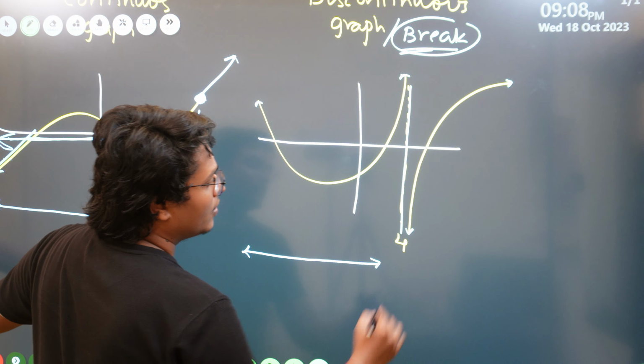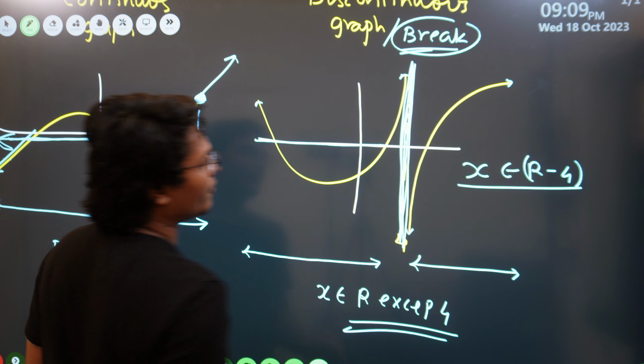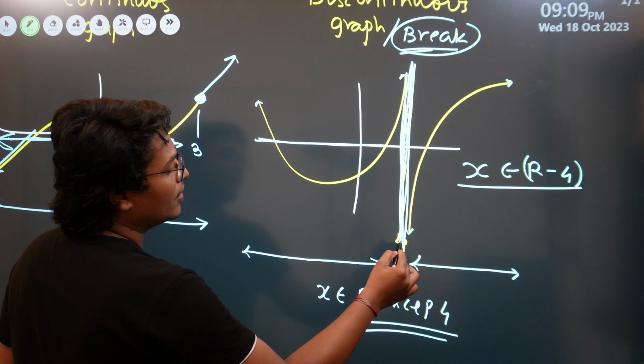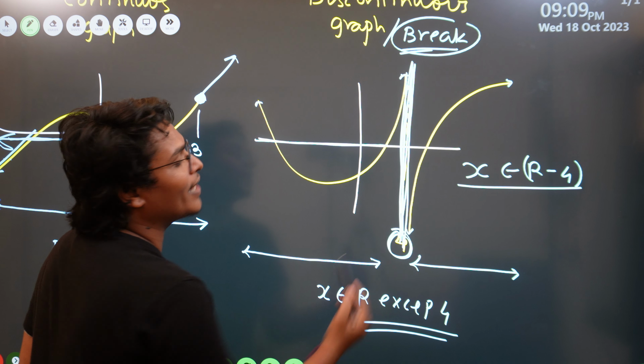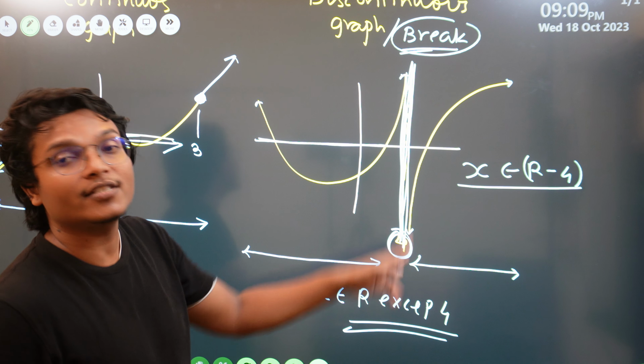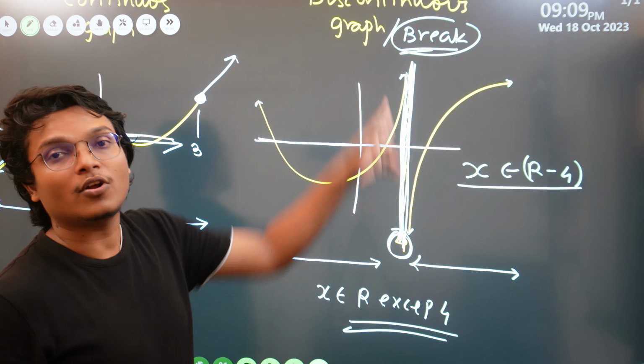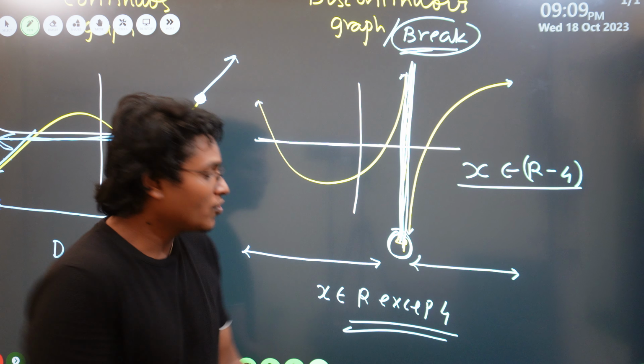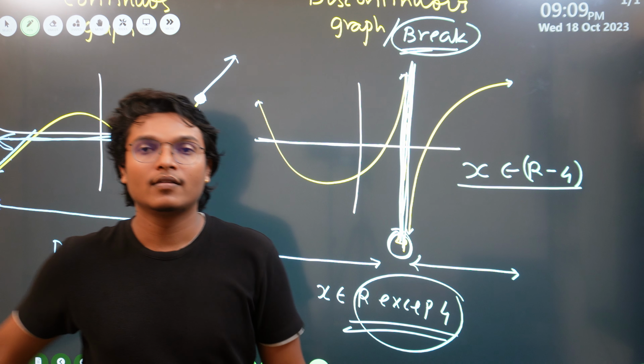We are just checking on the x-axis whether there is any discontinuation or break in the graph. As the graph is broken here, we cannot take this point as a domain, because nothing exists at that point. As nothing exists there, there is no point taking it as a domain, so we will exclude it.